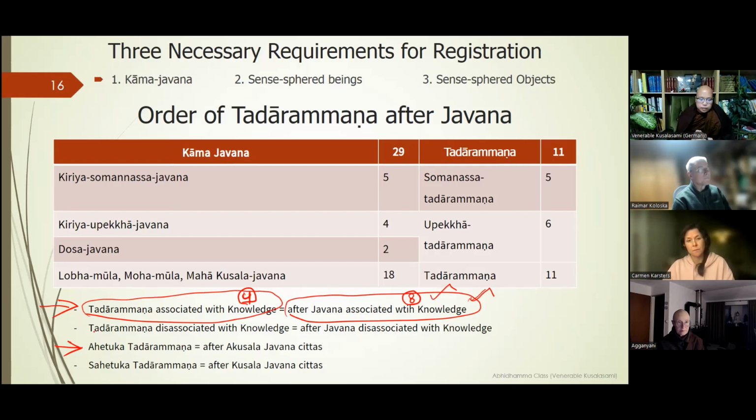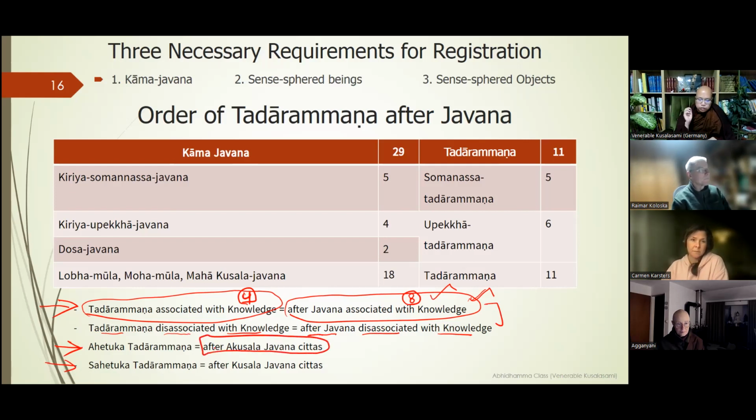The next one, I will start from here. After Javana dissociated with knowledge, the Tadaramana as well is dissociated with knowledge. Yeah, this one is also the opposite. And the next one is Akusala Javana.